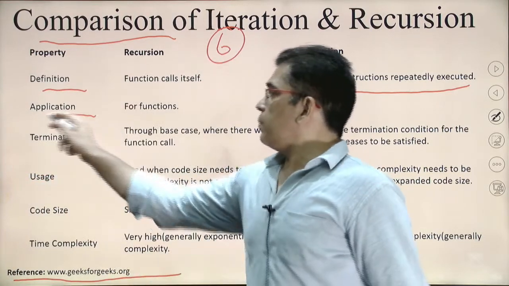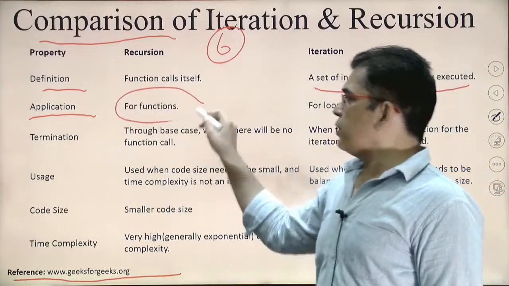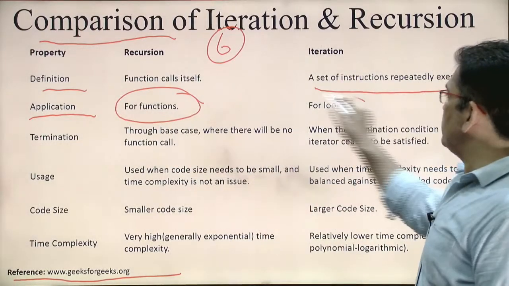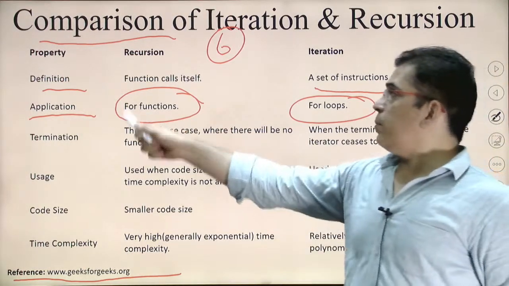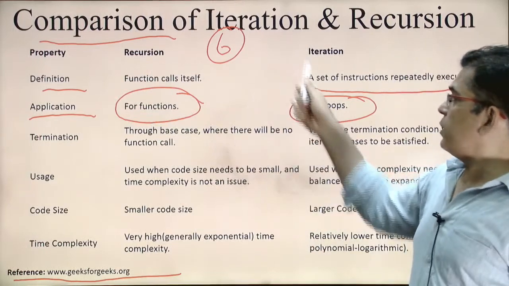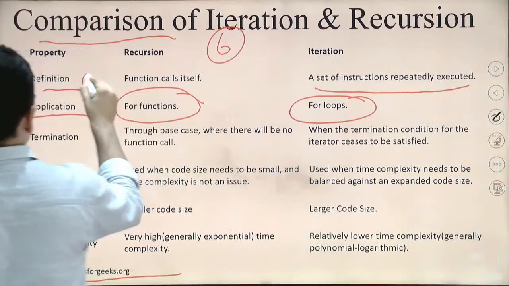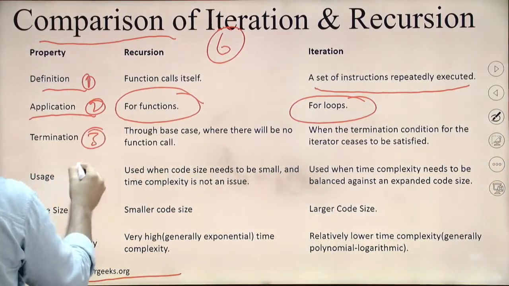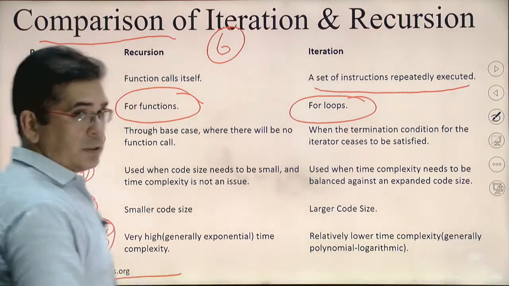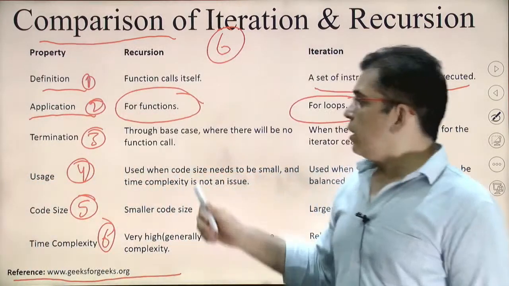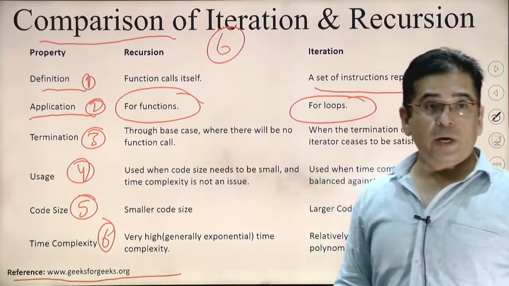Now, the second property is application. Recursion is applicable for functions, but iteration is applicable for loops. So, you need to remember recursion is applicable for functions and iteration is applicable for loops. So, there are 6 different parameters. I am writing 1, 2, 3, 4, 5 and 6. There are 6 different parameters: definition, application, termination, usage, code size and time complexity.